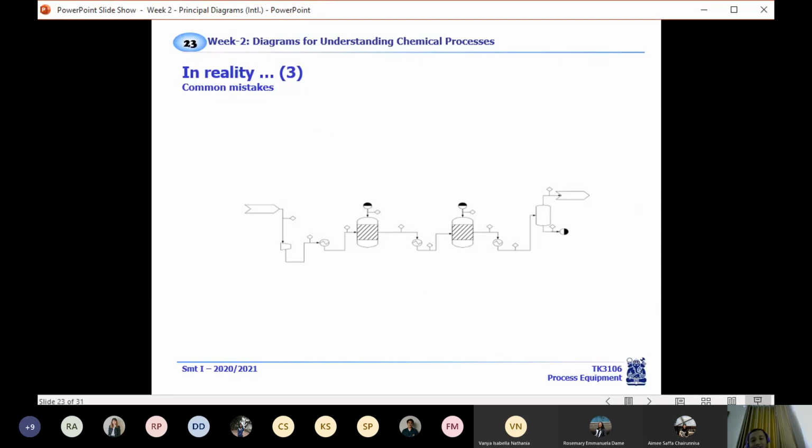This is really terrible. Sometimes when you don't have any time, usually the student will just send this figure as the answer for the assignment or for the homework. My suggestion, as you will graduate from chemical engineering of ITB.